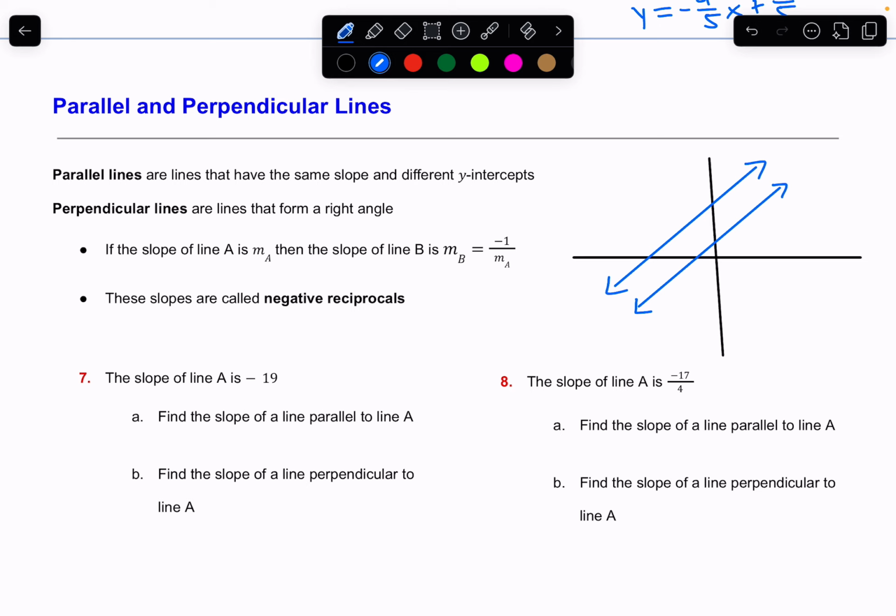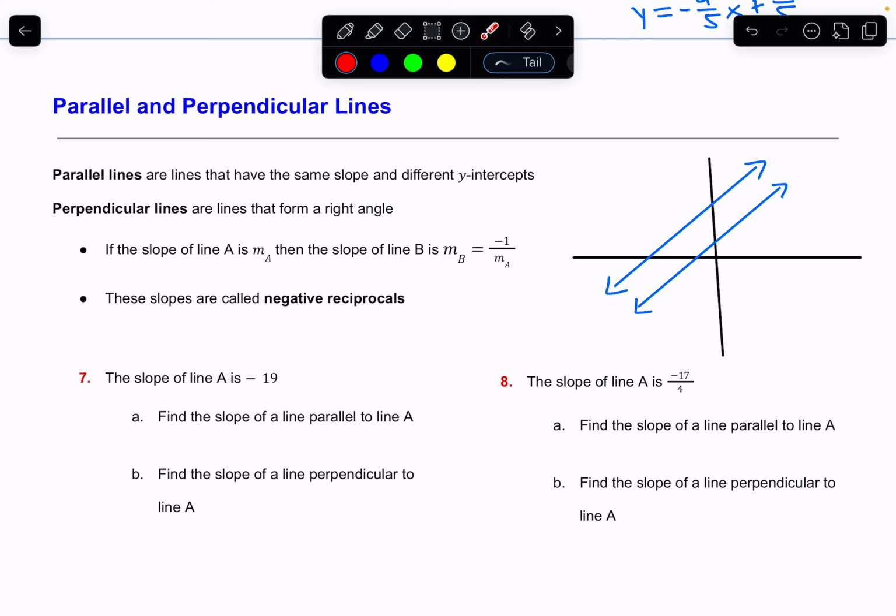But notice what's true about them. They have the same slope, so they're both going in this exact same direction, but they have different y-intercepts. One y-intercept is up high, the other was down low in this case. If they had the same y-intercept, so if I took this line and gave it the same y-intercept as this line, they would actually just be the exact same line. So parallel lines are lines with the same slope, different y-intercepts.